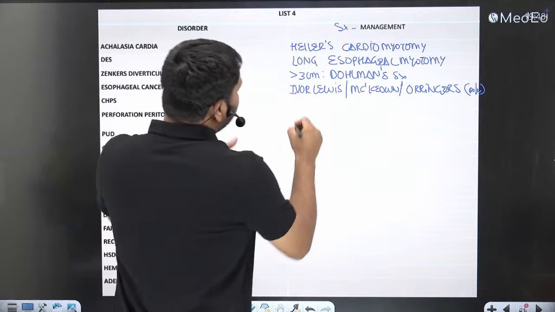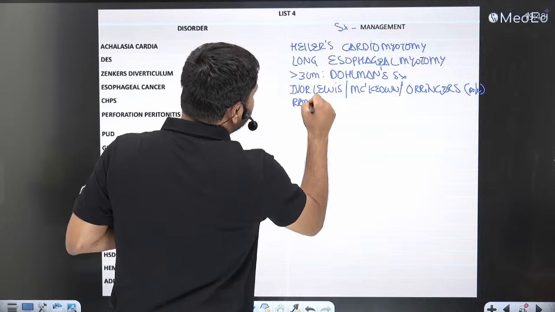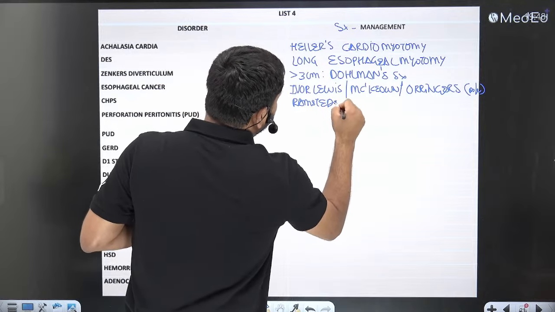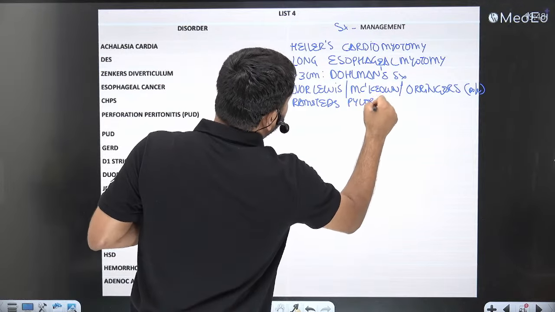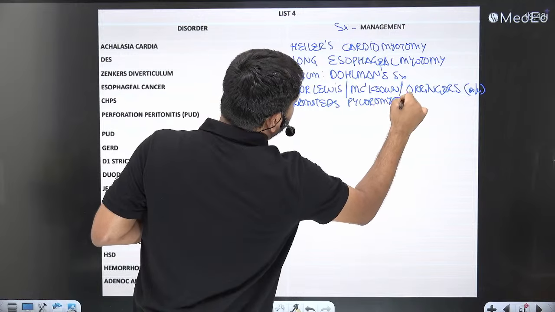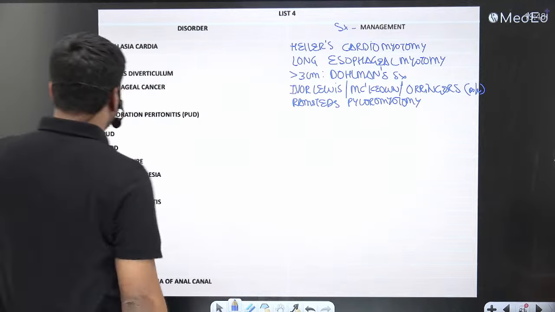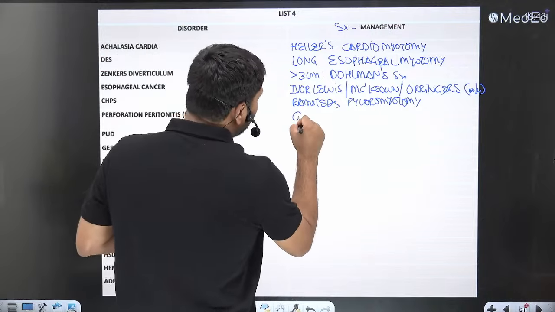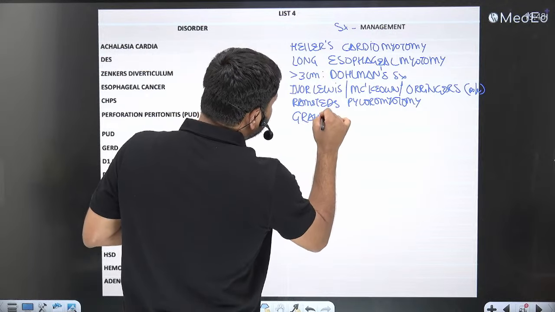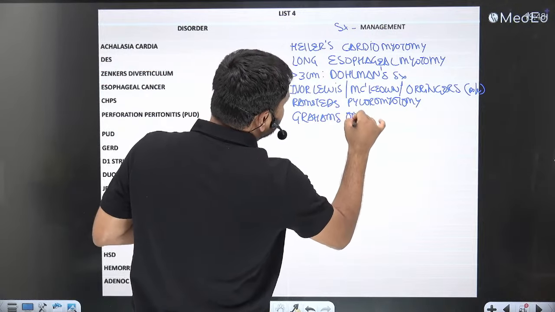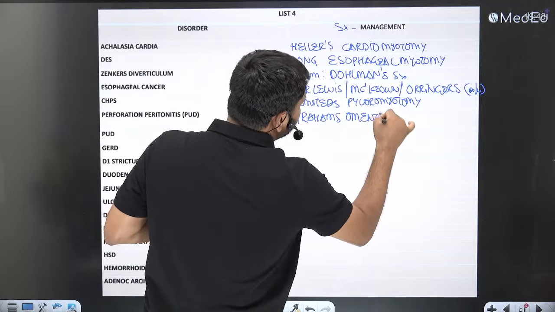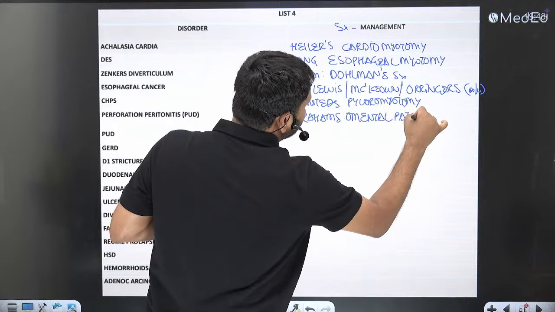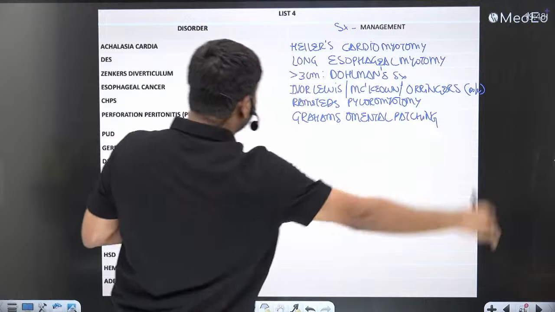For CHPS, we have Ramstedt's pyloromyotomy. Perforation in peptic ulcer disease, what surgery do we do? We do Graham's omental patching. So this is like a puncture patch that you're going to put.